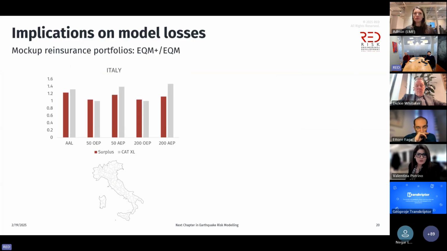Now, looking at the Italian results, we have in this figure the ratio of EQM+ to EQM. So you're effectively looking at the increase in loss going from main shock to sequences. This time, not only the expected loss, but multiple risk indicators from average annual loss to occurrence exceedance probability and aggregate exceedance probability losses at 50 and 200 years. Now, you see that this line would represent 1-to-1, meaning that going from one model to another doesn't make a difference in your risk estimate.